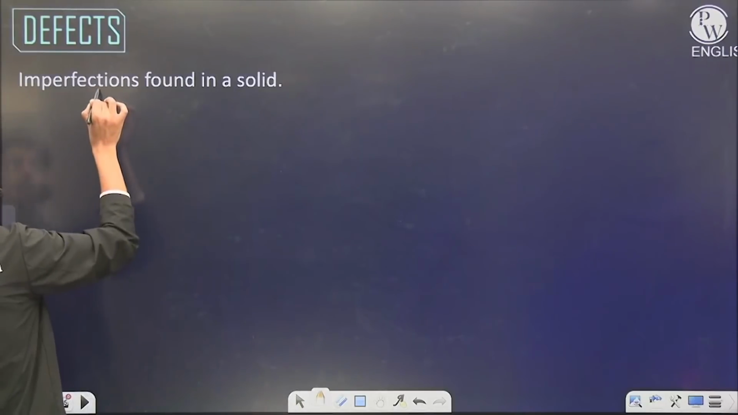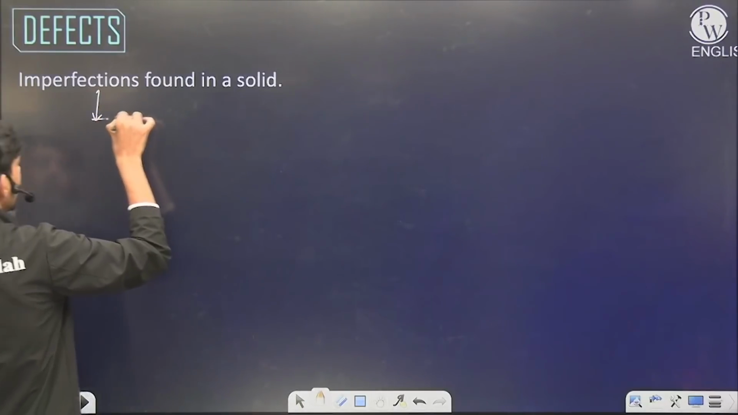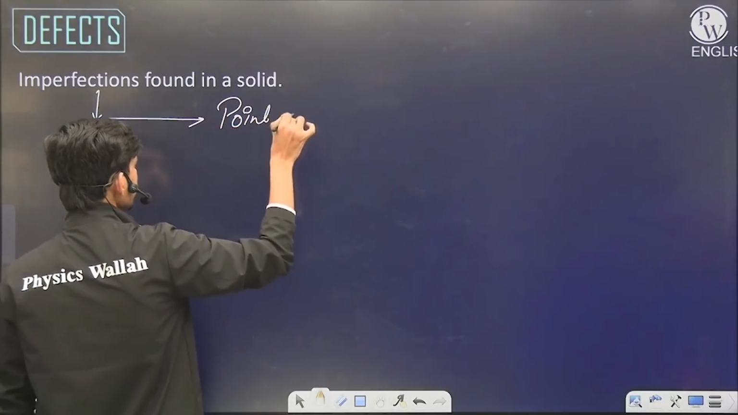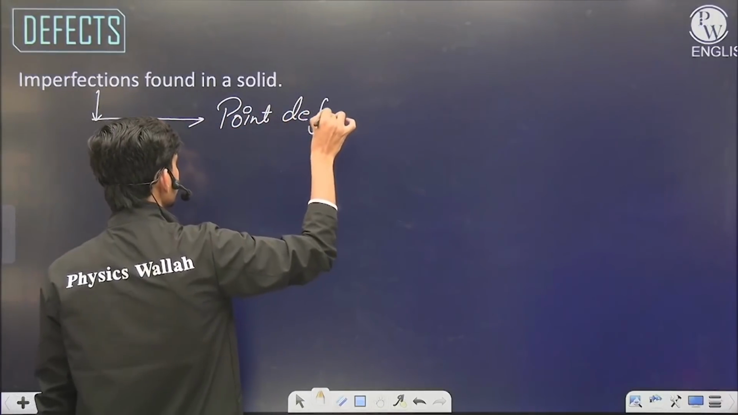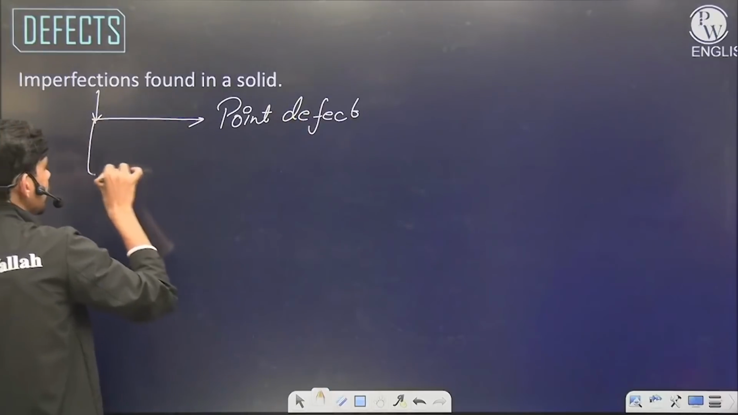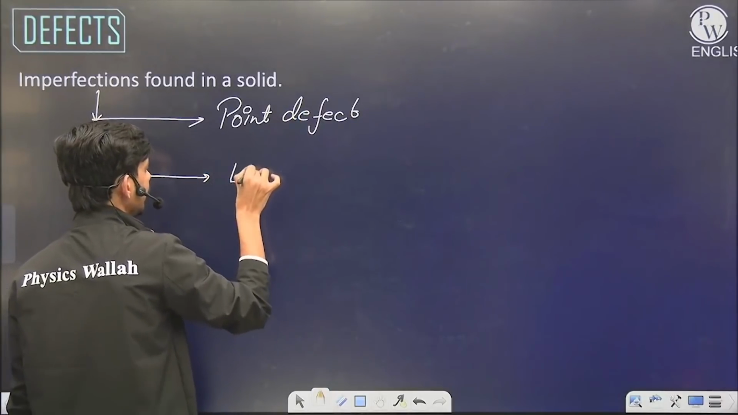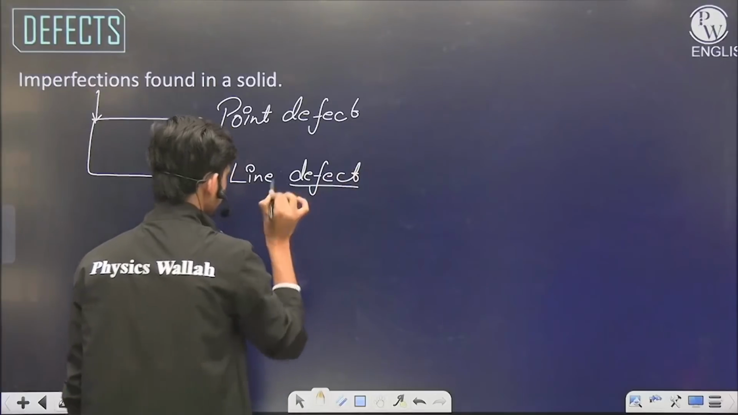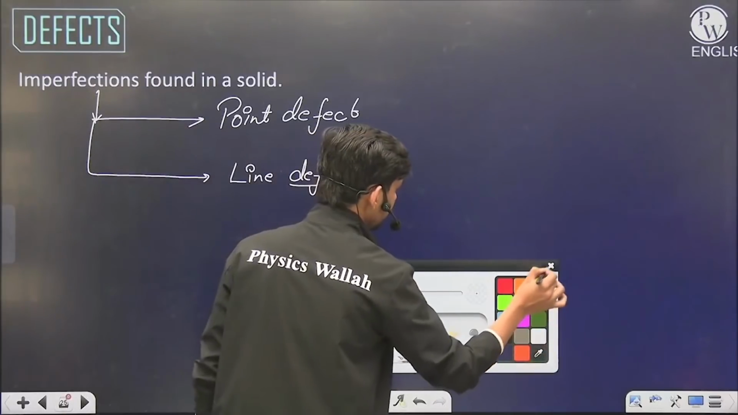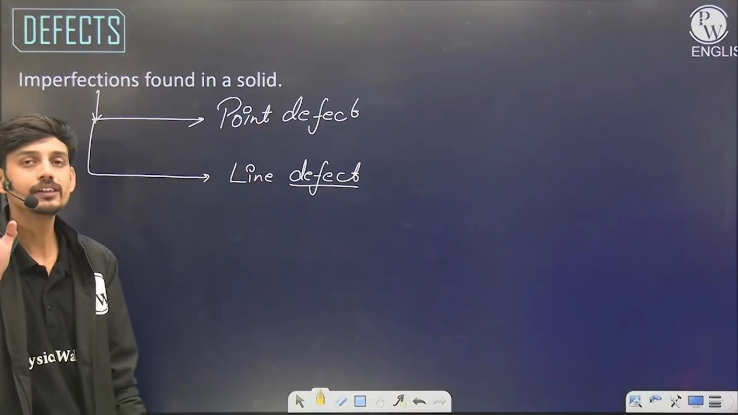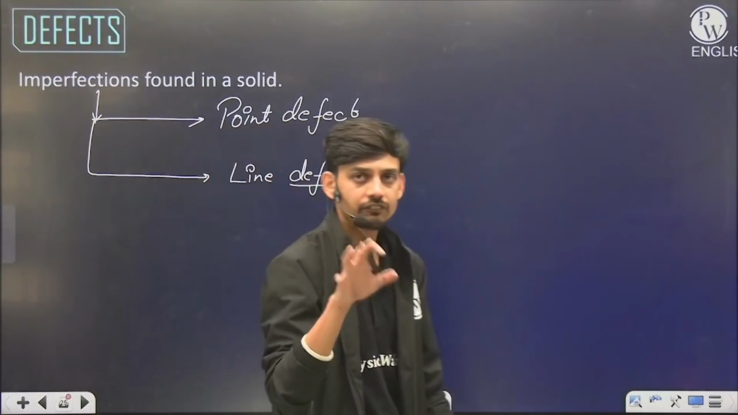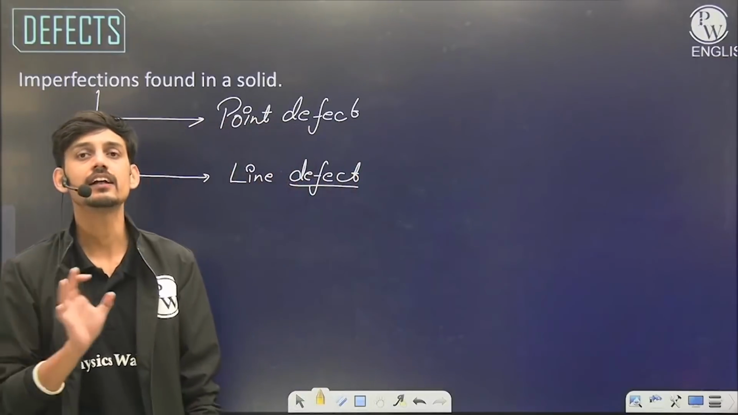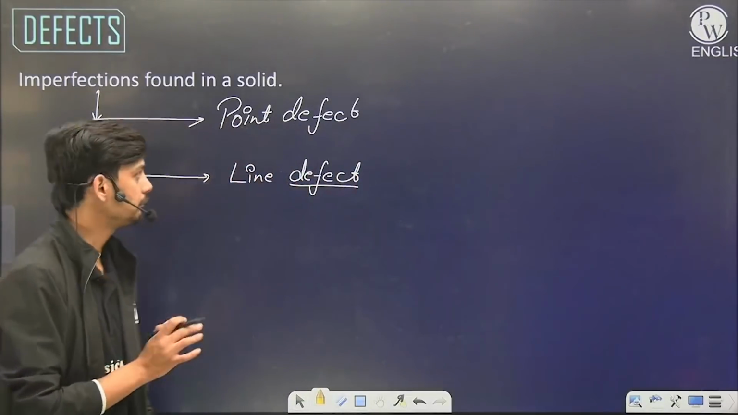So we have 2 types of imperfections mainly. One imperfection is called point defect, and another imperfection is called line defect. From the perspective of exams, this is the most important section of this chapter. Defects and electrical and magnetic properties are most asked in any given board or competitive exam.